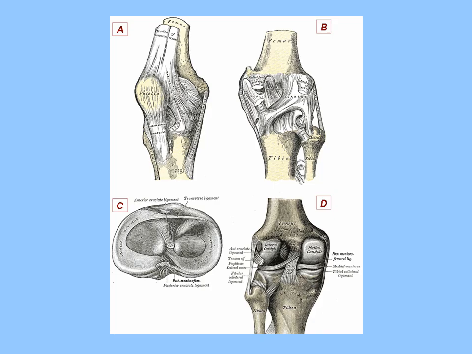cause swelling. That swelling may stay within the joint, causing pain and decreased range of motion. Injury to the posterior meniscofemoral or PCL may also cause pain and swelling, but that swelling will most likely be in the posterior knee in what's known as the popliteal fossa.